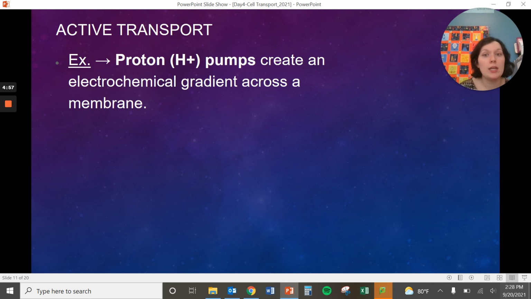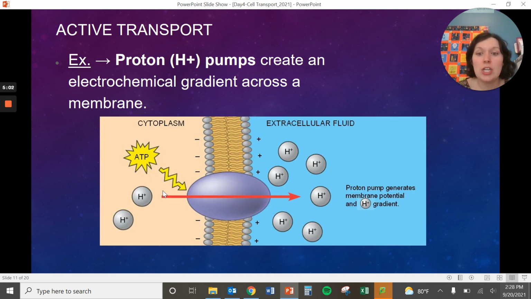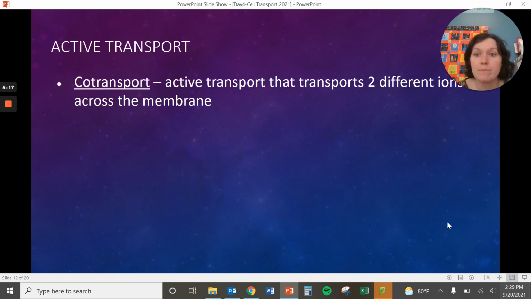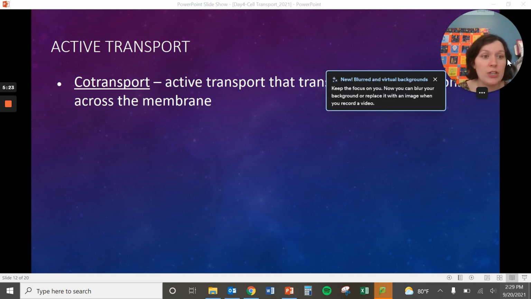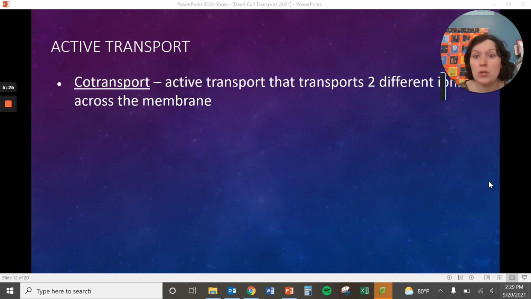Okay, so we have a couple of examples of active transport. One is a proton pump. This is helpful in our cells. The idea is that it's pumping protons, our hydrogen ions, from a low concentration to a high concentration. So it's getting pushed against its concentration gradient to make a really highly concentrated area. We can also get the idea of co-transport, co meaning two. Here we have two molecules being moved as opposed to one with our proton pump.